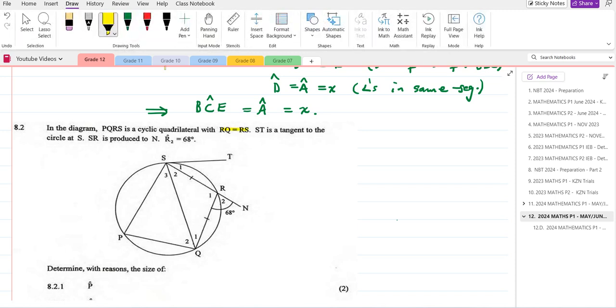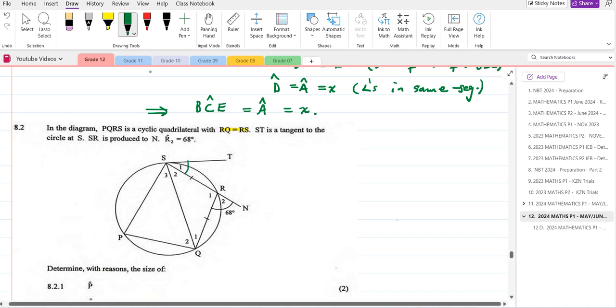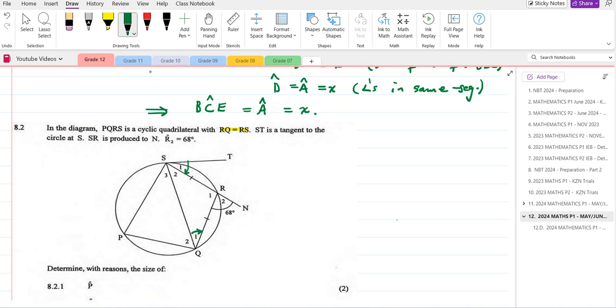ST is a tangent. Remember this angle will be equal to the angle in the alternate segment, which is angle Q1. Angle Q1 is equal to angle S2 because of isosceles triangle, angles opposite equal sides, and SN bisects that angle. We can find all these angles because exterior angles of a cyclic quadrilateral are equal to interior opposite angles, so this is also 68. Angles on a straight line give angle R1. Let's read the first question.